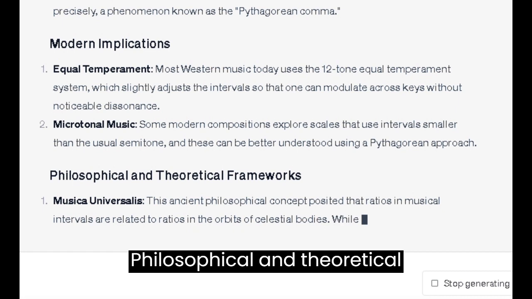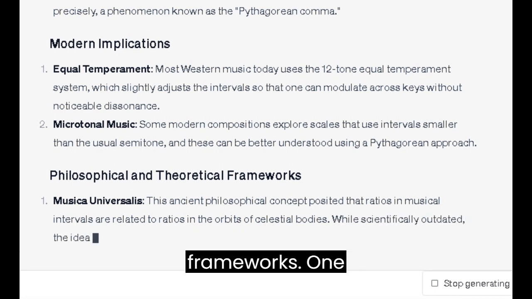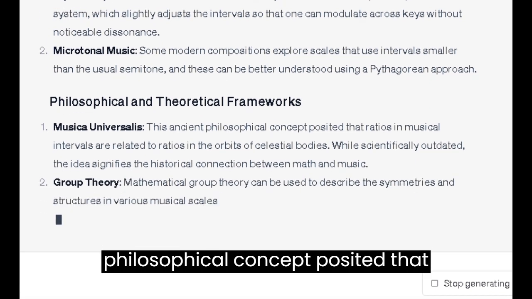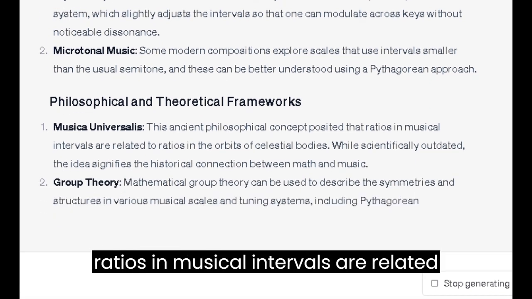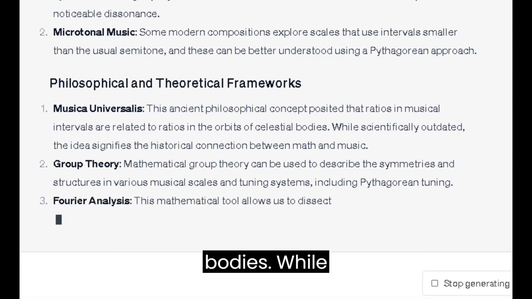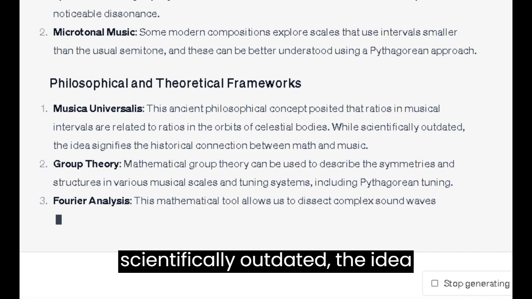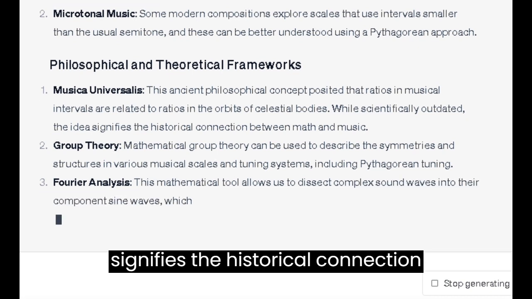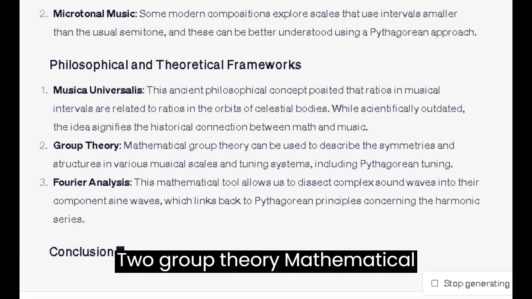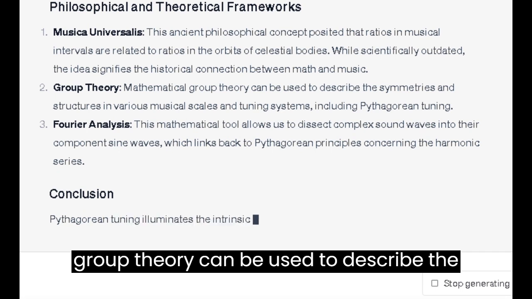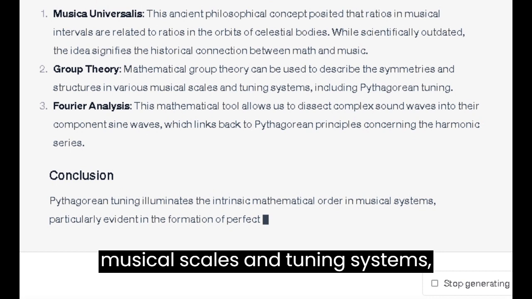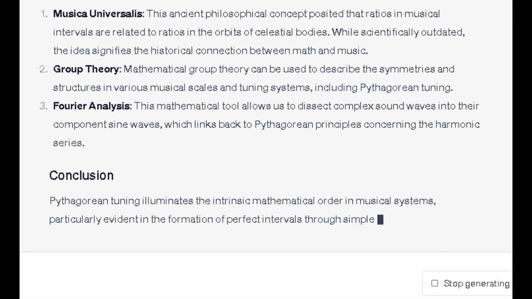Philosophical and theoretical frameworks. 1. Musica universalis. This ancient philosophical concept posited that ratios in musical intervals are related to ratios in the orbits of celestial bodies. While scientifically outdated, the idea signifies the historical connection between math and music. 2. Group theory. Mathematical group theory can be used to describe the symmetries and structures in various musical scales and tuning systems, including Pythagorean tuning.